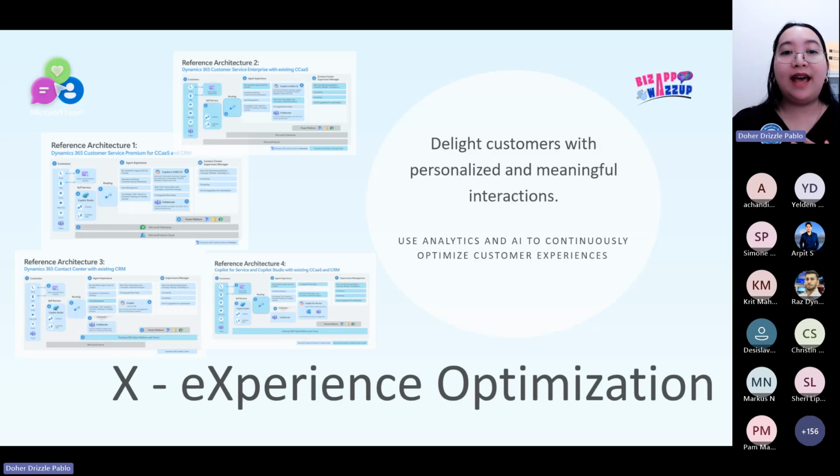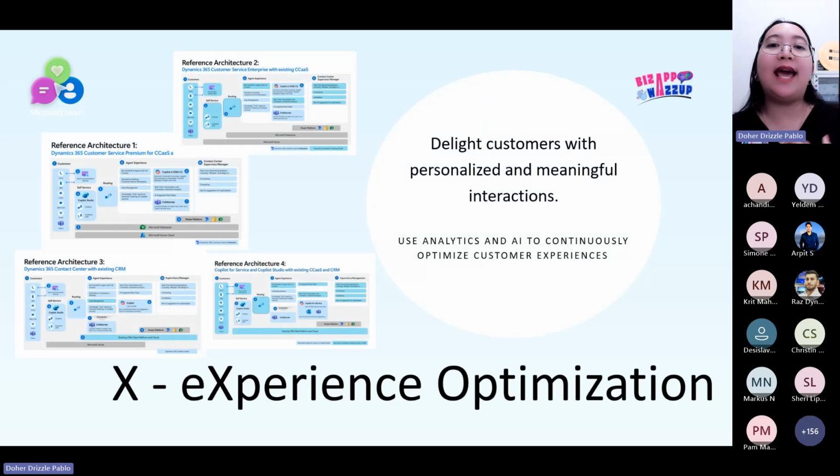And then we have X, all right? So X is for experience optimization. So you can see with AI and analytics, you can continuously improve customer journeys by identifying pain points and implementing data-driven solutions. So these are some of the different architecture that we can work within our Dynamics 365 Contact Center application or solution.